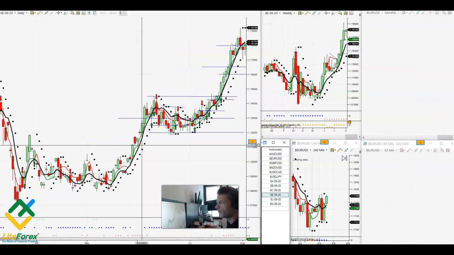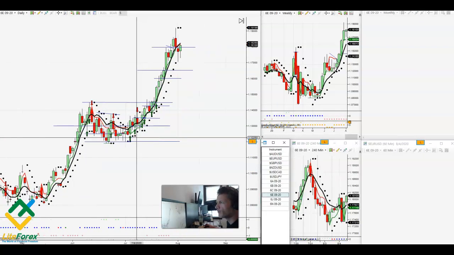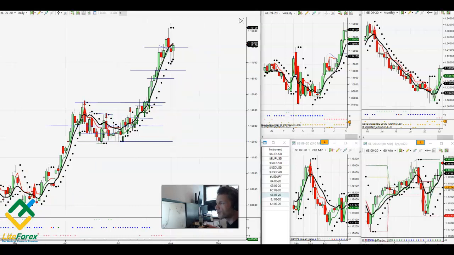Let's see how the futures are looking. All right, futures. Similar, putting in the higher low, support at 1.17, resistance at 1.19, and then the 1.185 resistance. Let's just see if this continues the breakout.